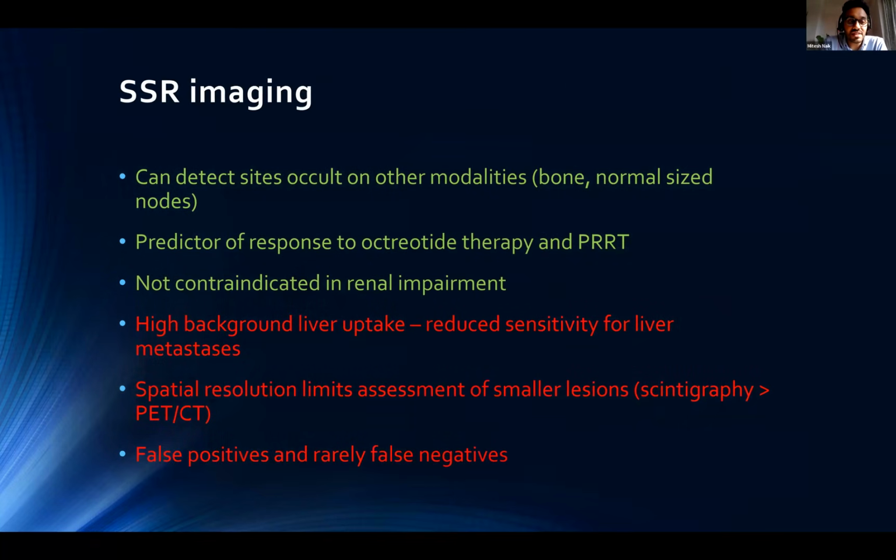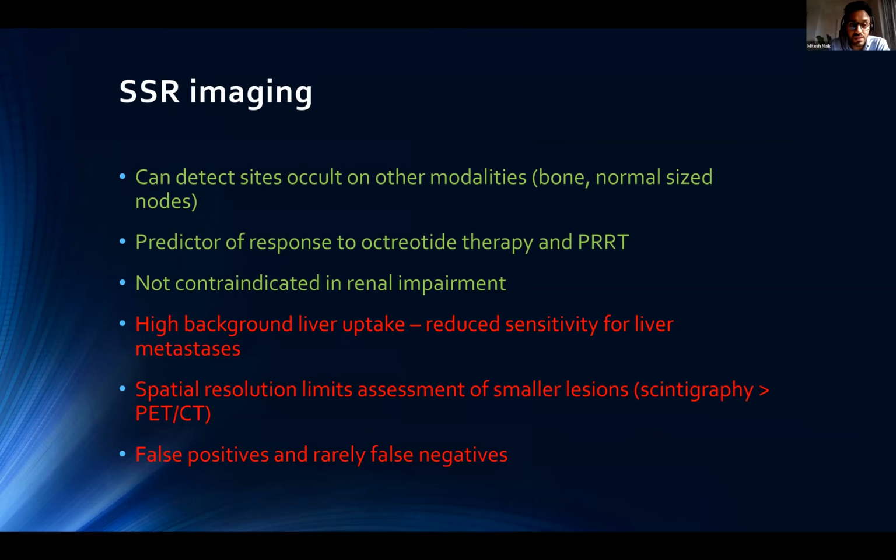In terms of when somatostatin receptor imaging is used, it can detect sites that are occult on other modalities, particularly in the bone, and particularly thinking about normal sized lymph nodes on CT, which would never necessarily be called abnormal. They can very frequently be intensely avid on somatostatin receptor imaging, therefore confirmatory of disease involvement. It can predict response to octreotide therapy and subsequently PRRT. And it's not contraindicated in renal impairment, which is helpful in several of these patients.